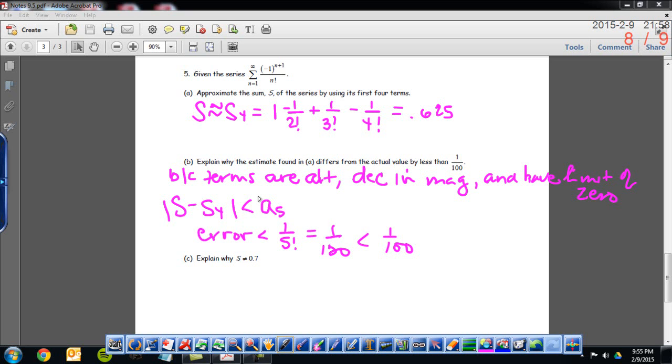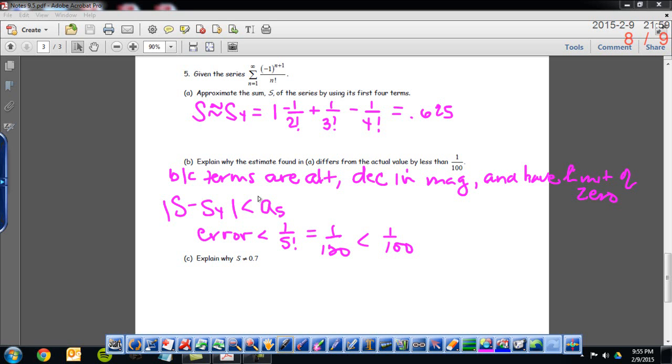All right, and then part C is explain why S cannot equal 0.7. This is kind of an interesting problem, and it's not difficult as long as you understand what they're trying to ask. So remember that S is the total sum. It's this infinite sum. So they're saying, why can S not equal 0.7? Well, it all goes back to the fact that if you approximate S by using a partial sum, then your error is bounded by the absolute value of that first neglected term.